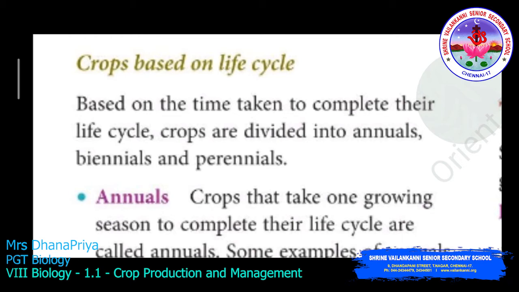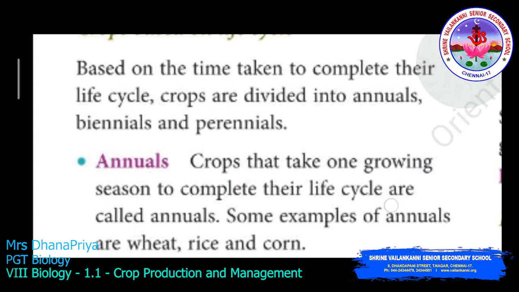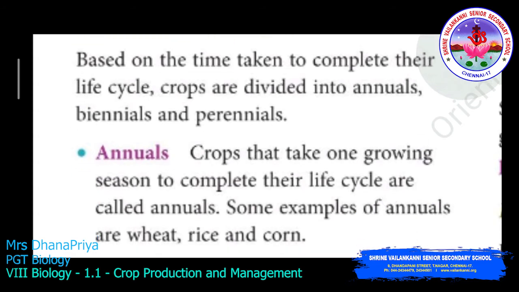First, what is annual? Plants that perform the entire life cycle from seed to flower to seed within a single growing season. All root, stem and leaves of the plants die annually. Only the dormant seed bridges the gap between one generation and the next, and these are called annuals. Here we are growing this crop to complete the life cycle in only one season. So that is called annual. The examples given are wheat, rice and corn.